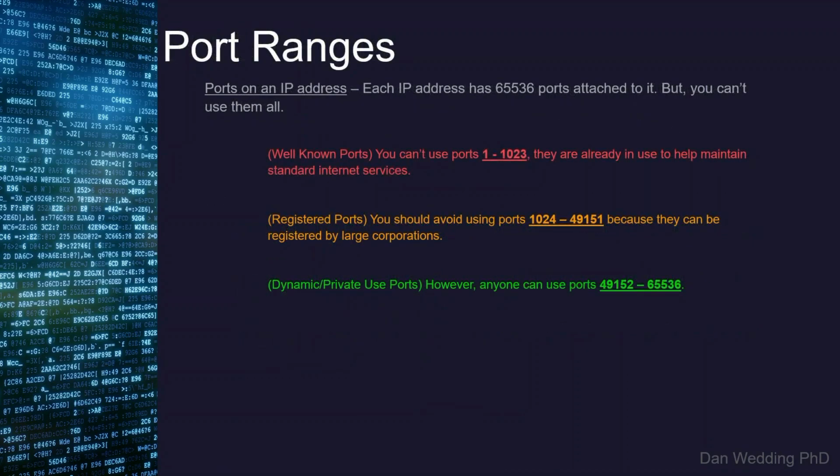Each IP address has 65,536 ports attached to it, but you can't use them all. You can't use ports 1 through 1023. They are already in use to help maintain standard internet service. You should avoid using ports 1024 through 49,151 because they can be registered by large corporations. However, anyone can use ports 49,152 through 65,536.